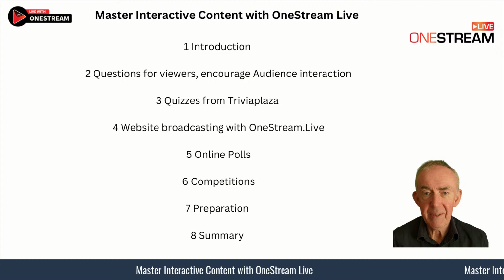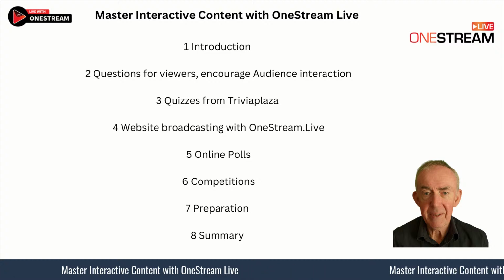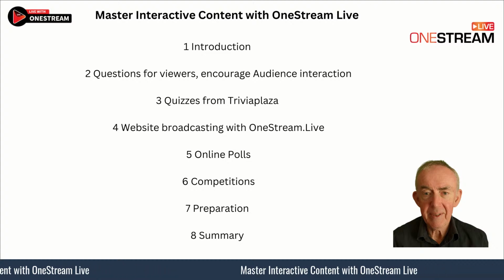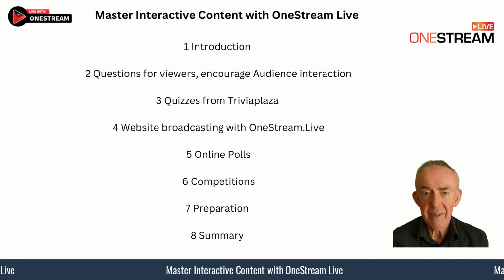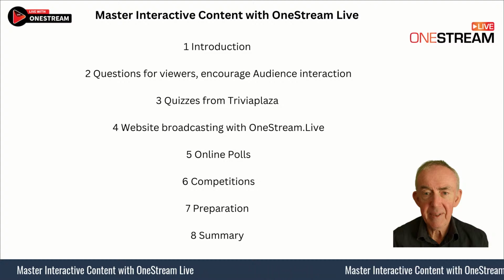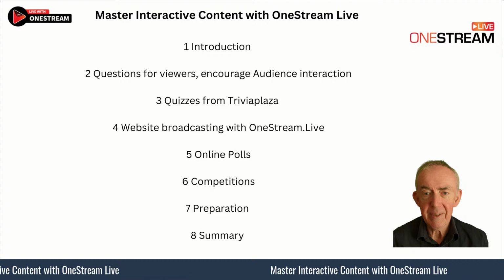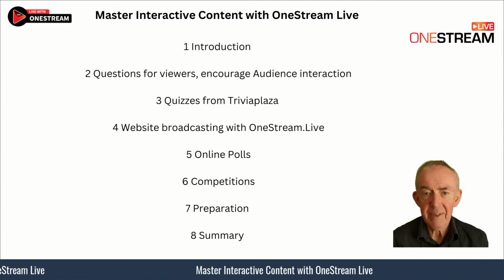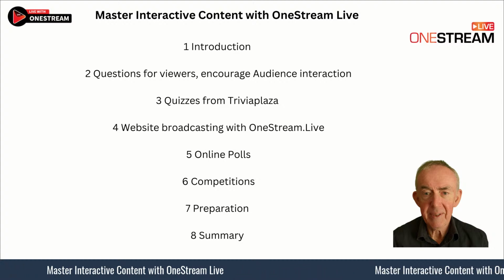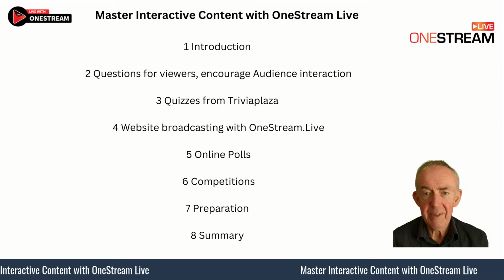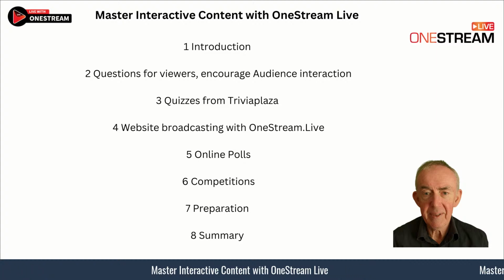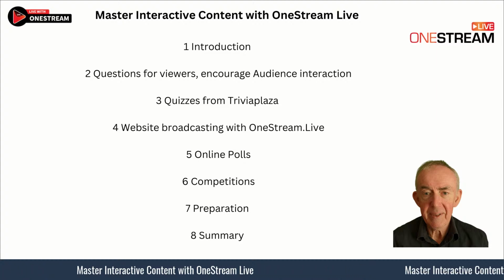So what we've looked at today is the introduction, and then we said the first interactive part is responding to viewers' encouragement, interaction. Then we looked at the quiz from Triviaplaza. We played a movie quiz. I scored 2 out of 4. Then we talked about broadcasting to your website with OneStream Live, and that's so simple and so straightforward to do. Then we talked about carrying out online polls on your website, running competitions on your website.